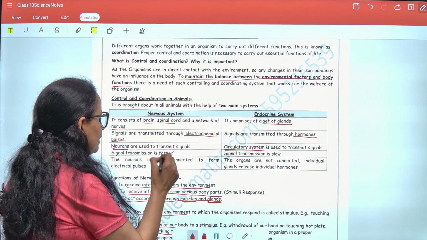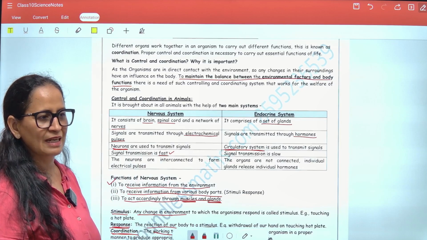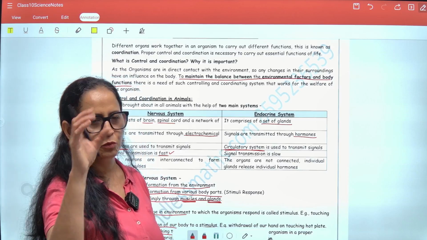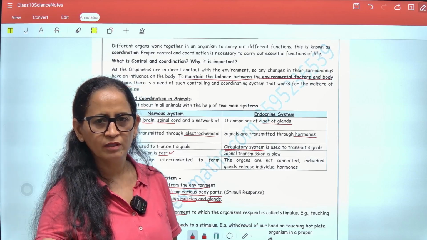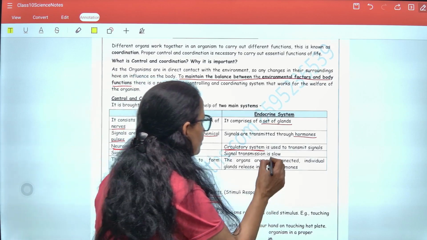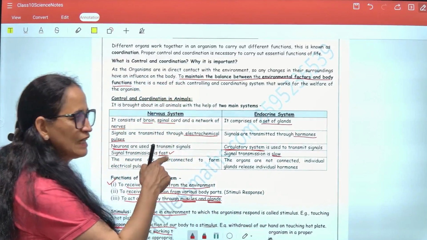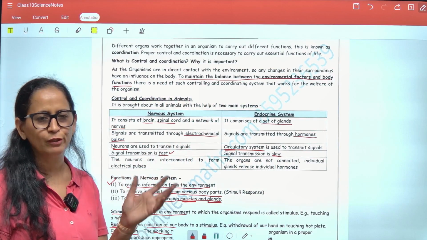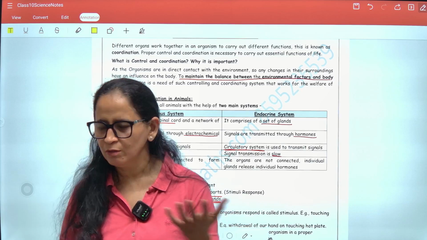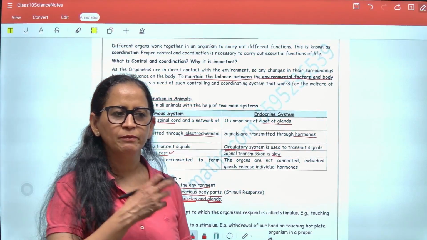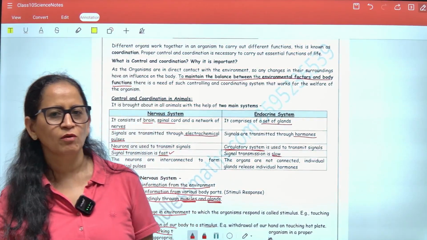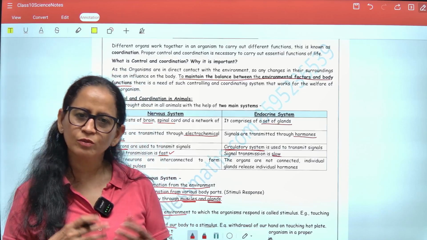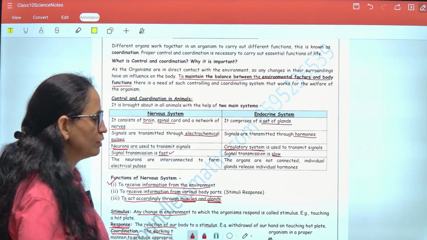Signal transmission in the nervous system is very fast. The nerve impulses, electrical impulses, are very fast, whereas some hormones might take some time to reach the target organ and then be effective, right? So this process is a little slower, even though it can work simultaneously on multiple organs. For example, I told you about the adrenaline gland. When you see a lion in front of you, heartbeat also changes, sweating also changes, and your muscles also get activated. So all these are working together. This is one of the advantages of the endocrine system.